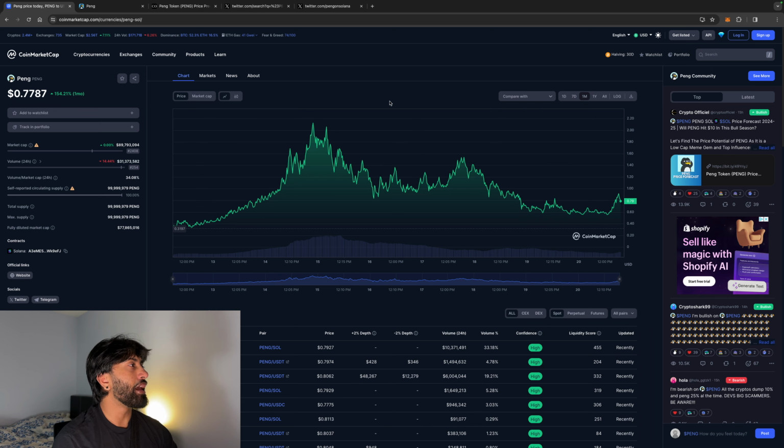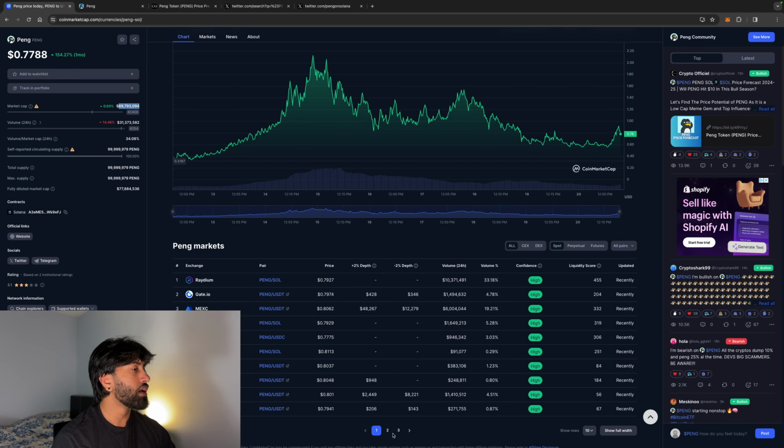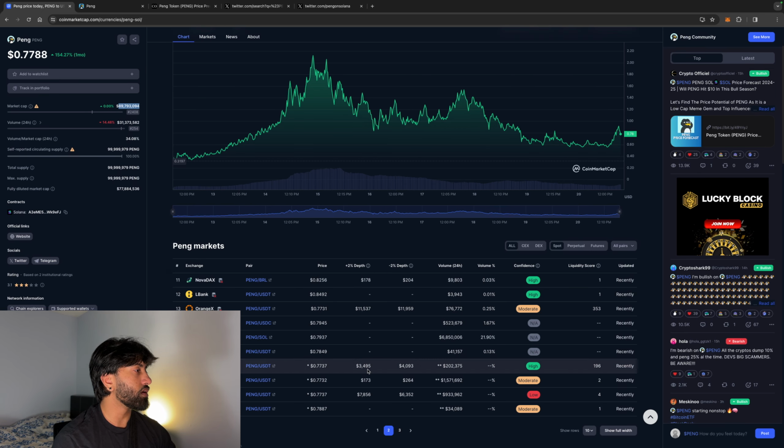And the thing with Peng is the market cap is still so low. It's ranked 2,400 on CoinMarketCap, and it's only 89 million, which is absolutely insane when you consider there are coins like Pepe that are at $3 billion market cap. Now, let's take a look at the website of Peng. Actually, this is on Solana if you do want to go buy it. There's Raydium, MEXC, Gate.io. Let's see if there's anything else out there. No, for right now, it looks like that is about it.